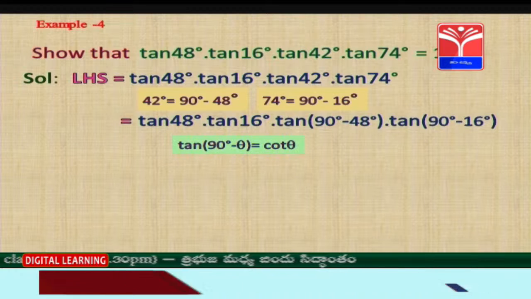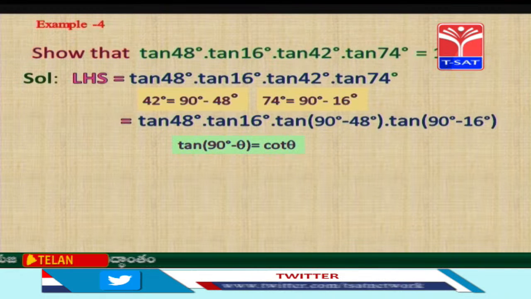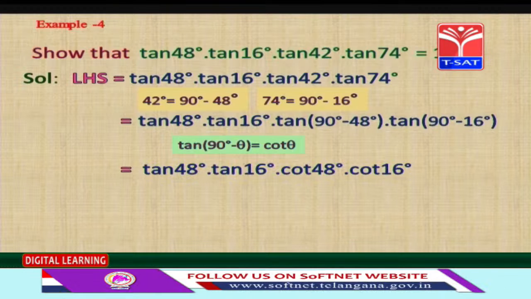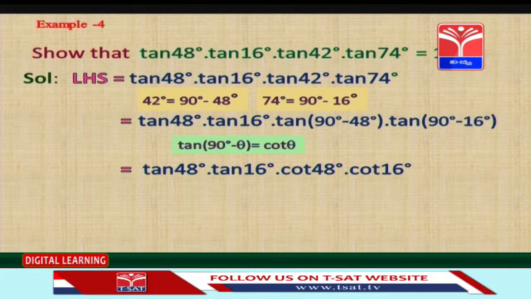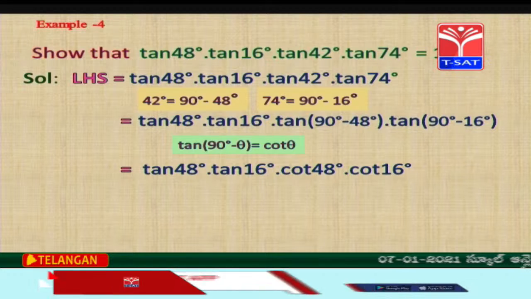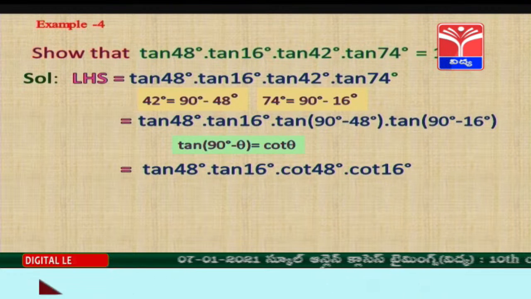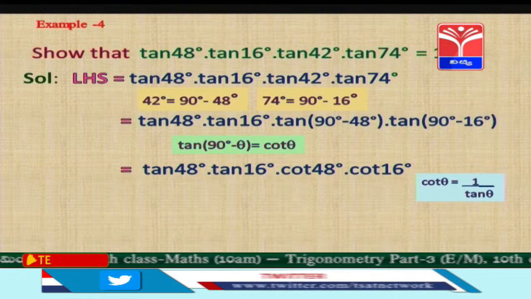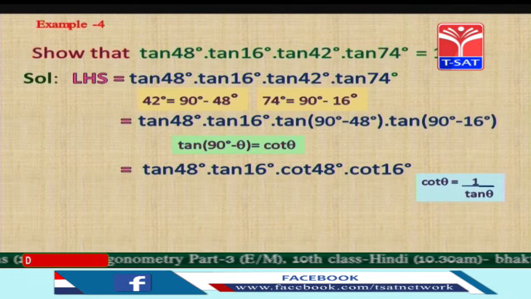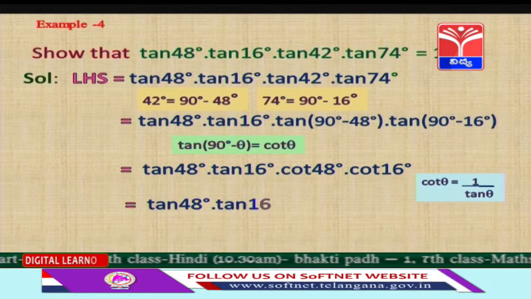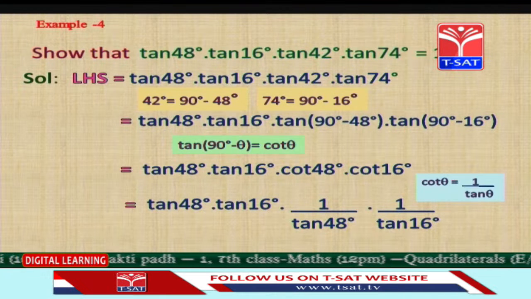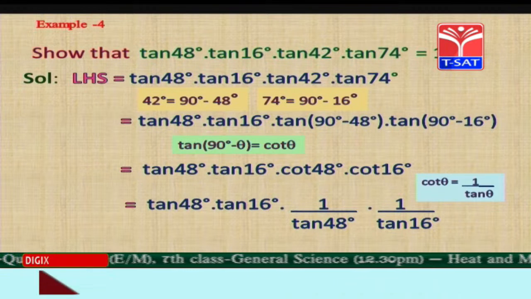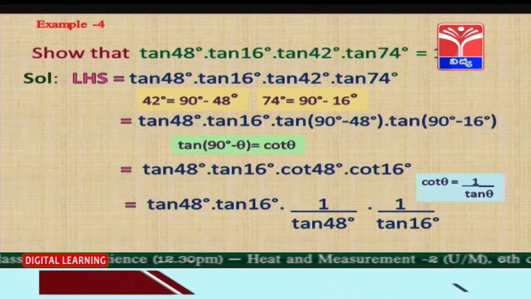Now, please see, we have a formula: tan 90 minus theta is nothing but cot theta, is it right? So, now I am going to write tan 48 degrees into tan 16 degrees into cot 48 into cot 16 degrees. But we know that cot is equal to 1 by tan. So, I will replace cot 48 and cot 16 by using tans: cot 48 as 1 by tan 48 degrees, and similarly cot 16 as 1 by tan 16 degrees.